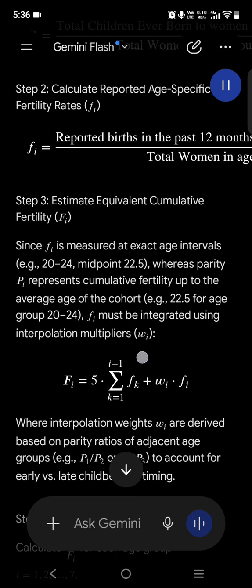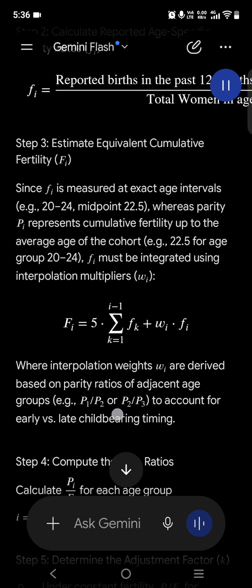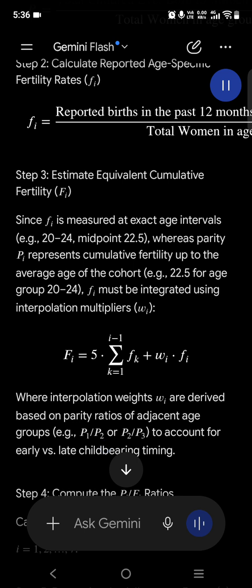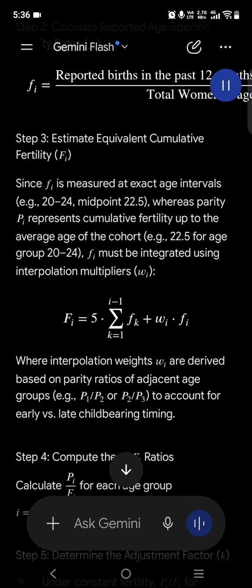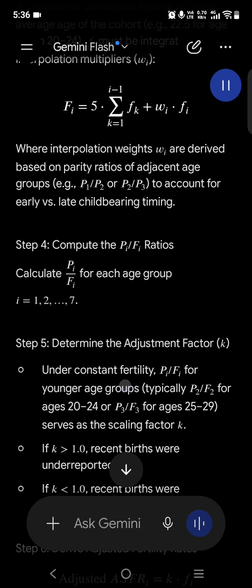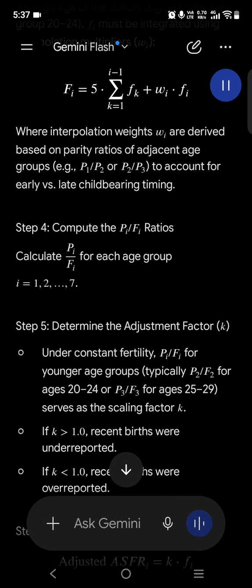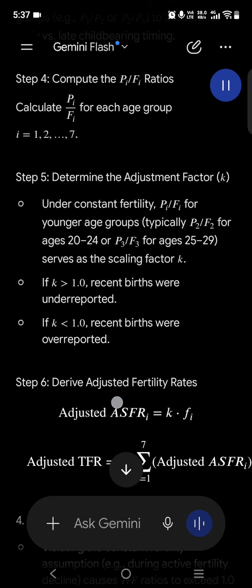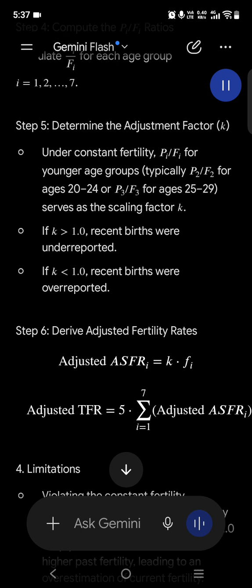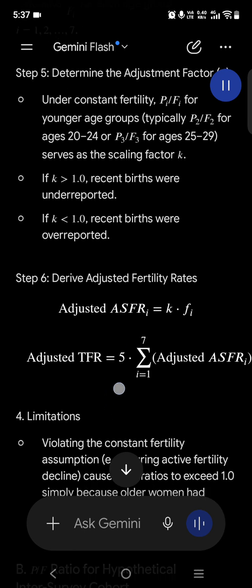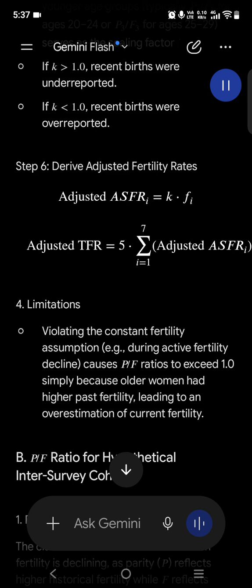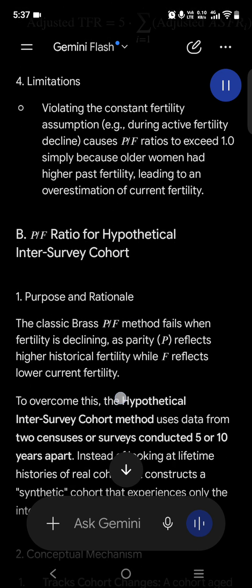Early foundations, 1900s to 1950s. Alfred Lotka established stable population theory, demonstrating that constant age-specific birth and death rates produce a constant age distribution. The breakthrough, 1960s to 1970s. William Brass pioneered indirect estimation by utilizing parity data, children ever born, to estimate child mortality and adjust fertility reporting.